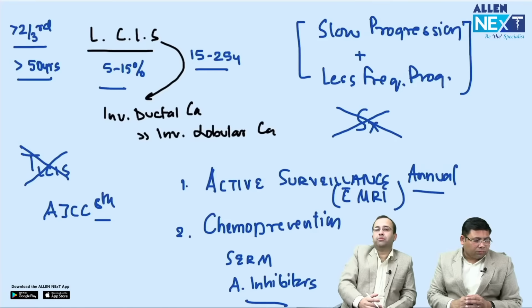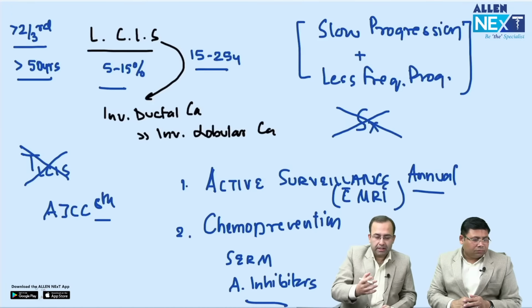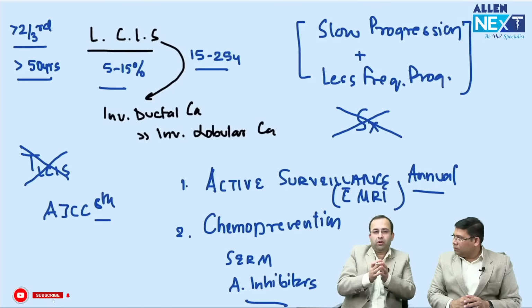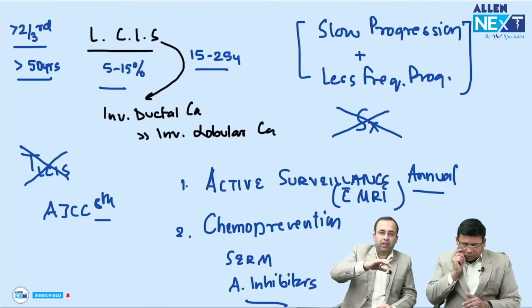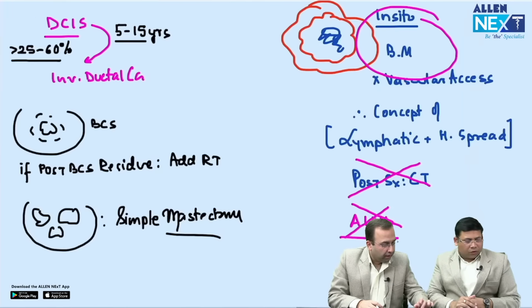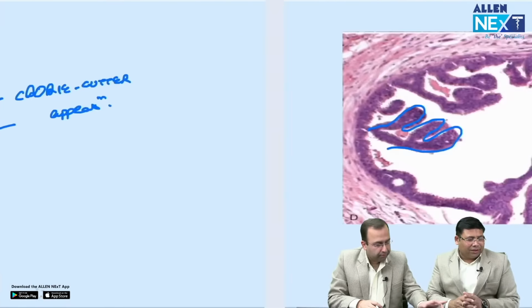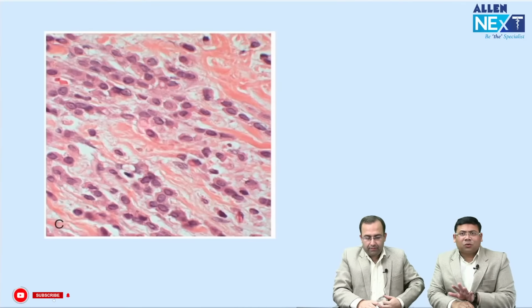And an important point, it's not detected on routine mammography because calcifications are not seen in the lesion itself. They are peritumoral, as was given in our question. So I have already answered this question, that LCIS is no more considered. Why is it no more considered?